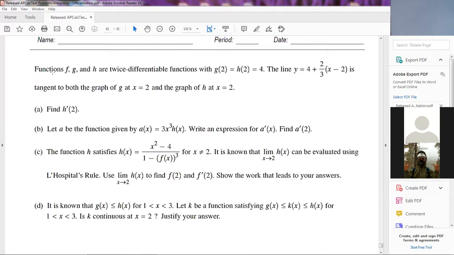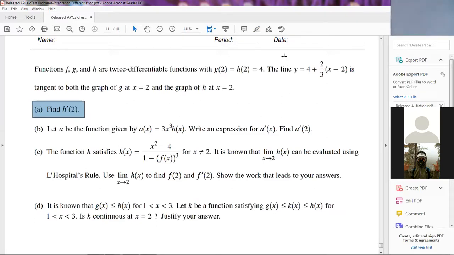Okay, it says functions f, g, and h are twice differentiable functions with g of 2 equals h of 2 equals 4. So these functions h and g intersect at x equals 2. The line y equals 4 plus 2/3 (x minus 2) is tangent to both the graph of g at x equals 2 and the graph of h at x equals 2. Okay, very good. Now, find h prime of 2. It's the million dollar question.